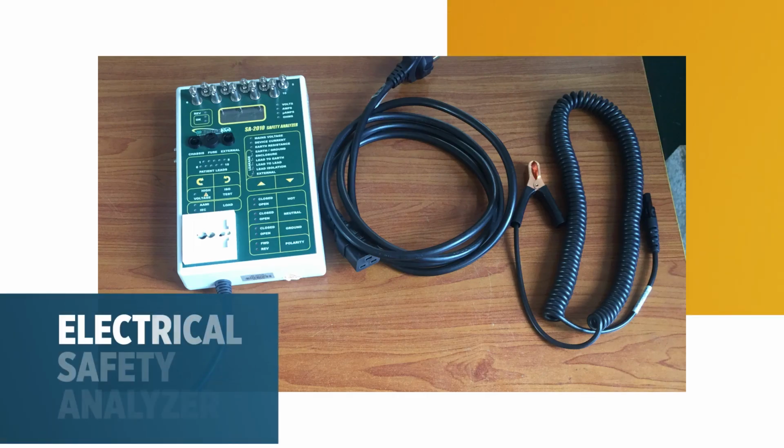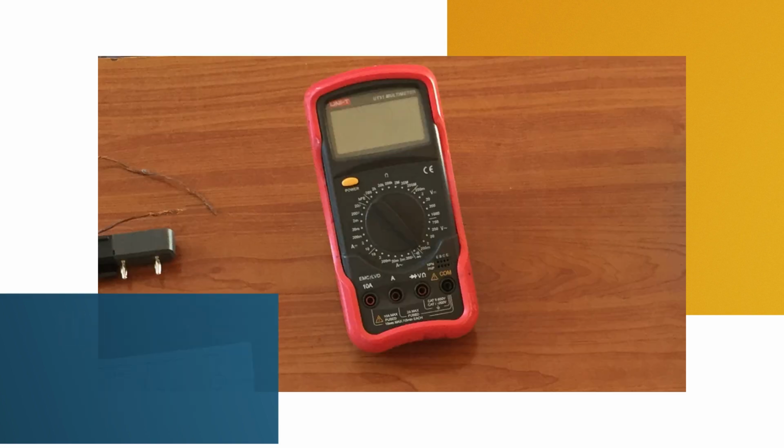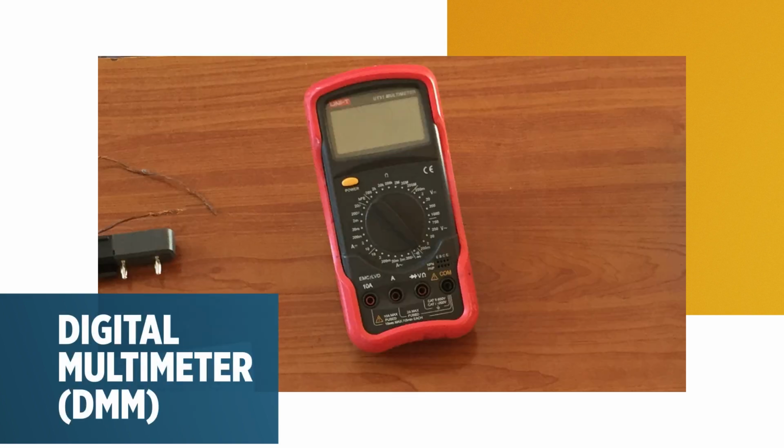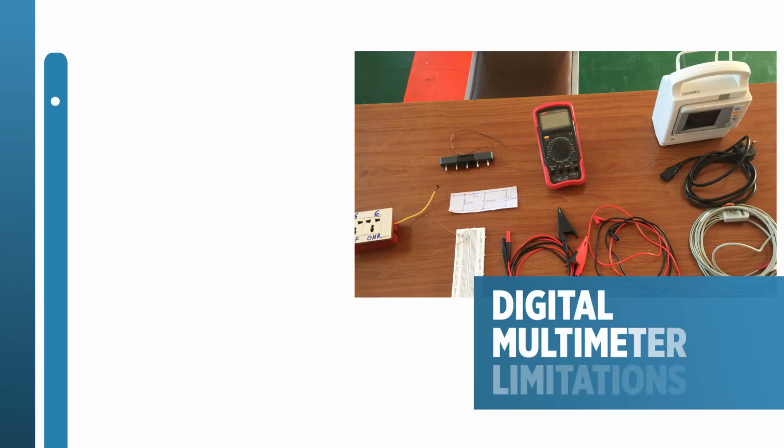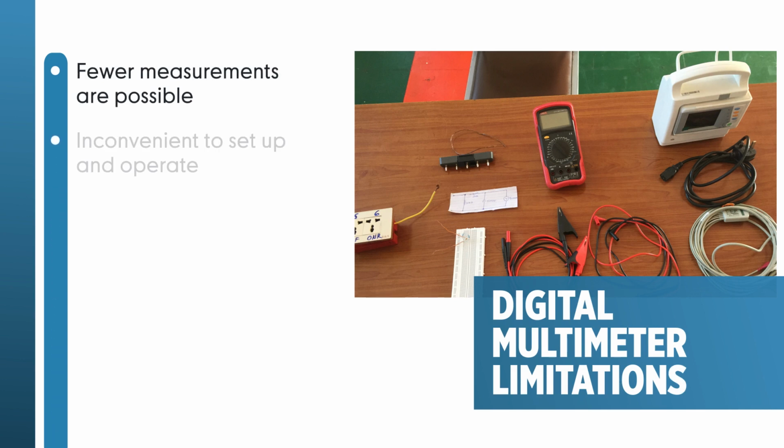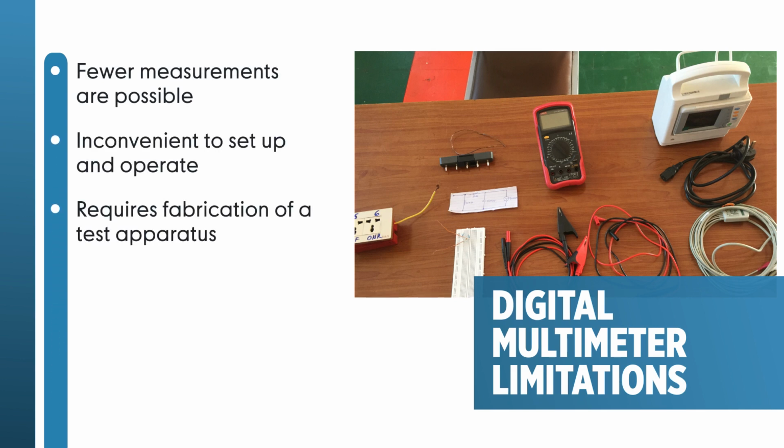First, we will conduct electrical safety tests using a common electrical safety analyzer. However, many hospitals will not have access to this specialized test equipment. So, we will also cover the steps for conducting electrical safety tests using a digital multimeter, or DMM, and a measuring circuit that is easy to build locally. Please note that there will be limitations to conducting a complete electrical safety test using a DMM. Fewer measurements are possible, it will be inconvenient to set up and operate, and it requires fabrication of a test apparatus.